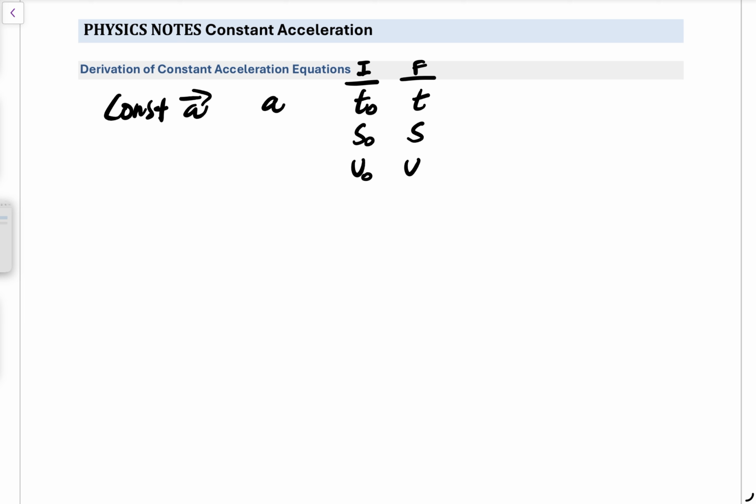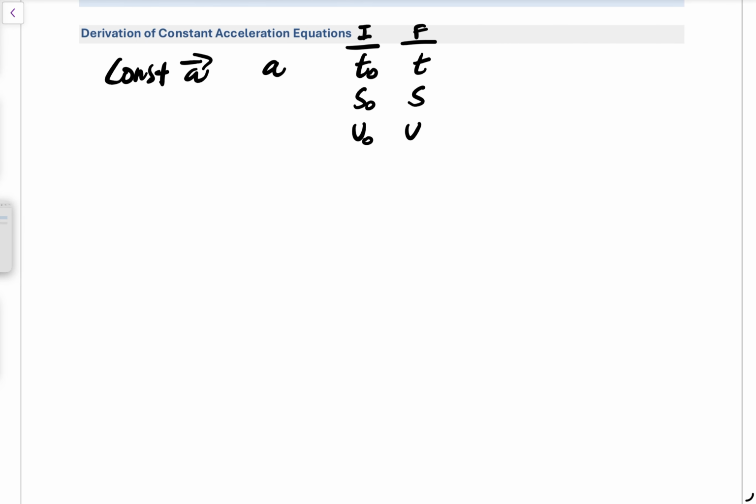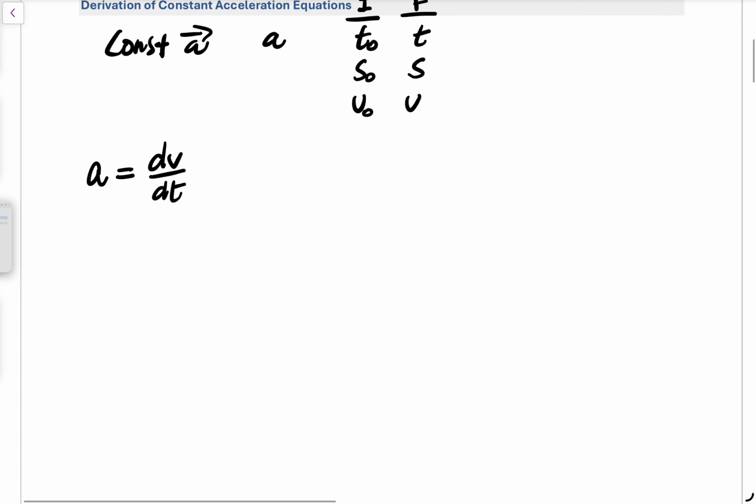As I said, there'll be three equations. I'm going to start with just the first one. To get to the first one, we're going to use the relationship that we know, that acceleration is the derivative of our velocity. So if I start from here, I'm going to rearrange and move that dt to the other side. So I'm going to have a dt is equal to dv.